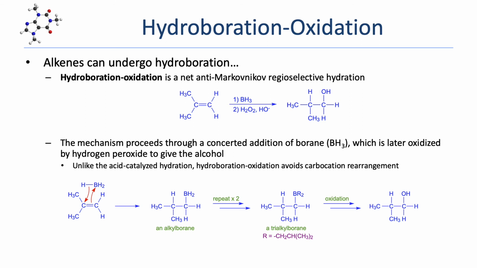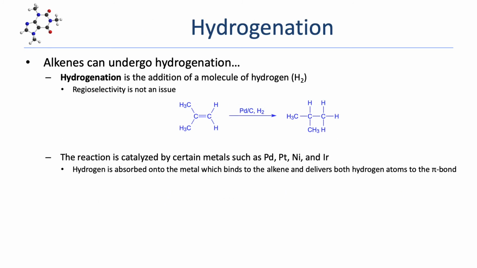It should be noted that because the reaction mechanism does not involve the formation of a carbocation, hydroboration-oxidation is immune to carbocation rearrangements, just like the oxymercuration reduction. The last electrophilic addition reaction we're going to look at is hydrogenation, and it's exactly what it sounds like. Hydrogenation is the addition of a molecule of hydrogen, H2. Regioselectivity is of course not a concern in the hydrogenation since the same group is being added to both carbons of the pi bond.